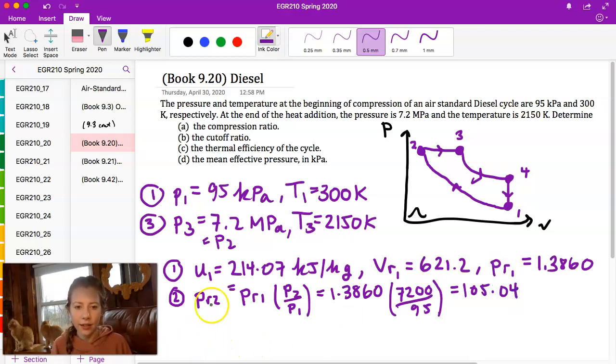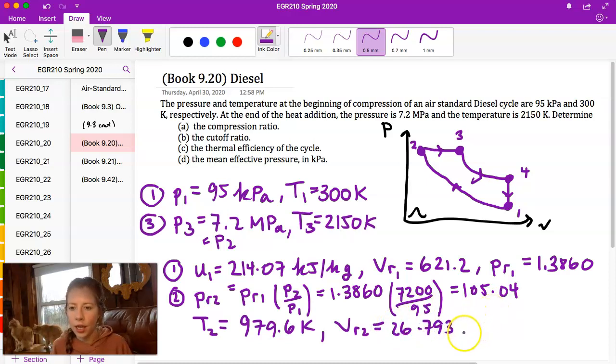All right, and then next we can interpolate to get T2 from table A-22, and we get 979.6 Kelvin. And vr2, using interpolation, is going to be 26.793. And we can also find h2, and that's going to be 1022.82 kilojoules per kilogram.